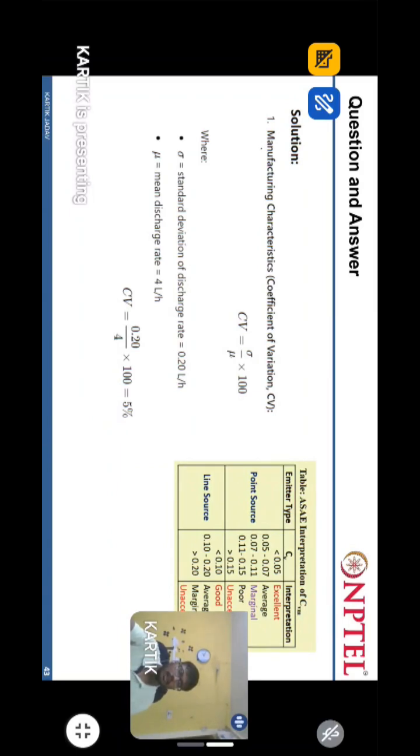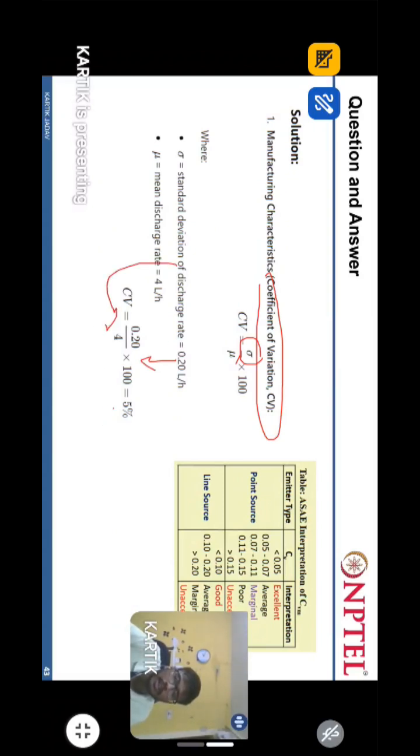So in question 1, the first quantity we need to identify is the coefficient of variance. We know that the coefficient of variance is given by the standard deviation of discharge divided by the mean discharge. Both quantities are given here: the standard deviation is 0.2 liter per hour and the average is 4 liter per hour.